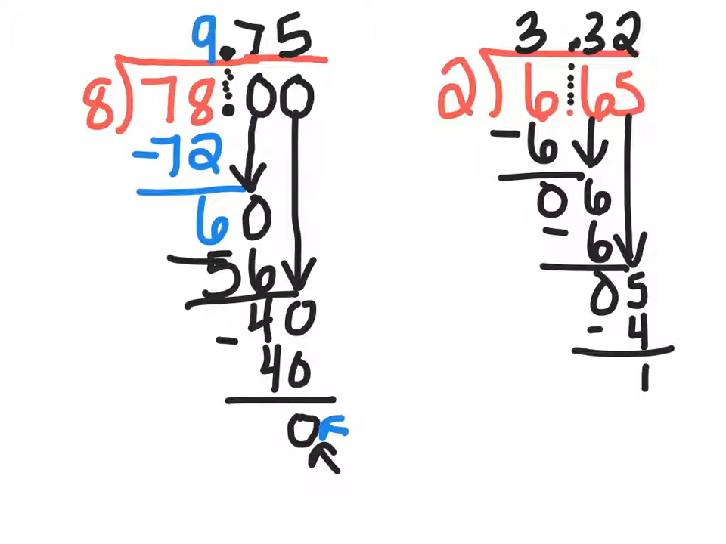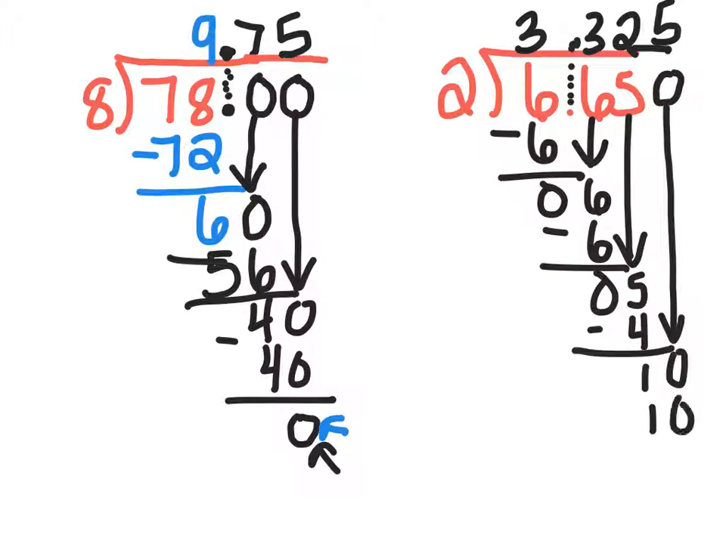Because I can't have a remainder when I have a decimal in my quotient, I simply add a 0, bring it down, and now 2 can go into 10. It will go into 10 5 times. 5 times 2 is 10, and now I have 0, and I can complete my problem. So the total answer is 3 and 325 thousandths.